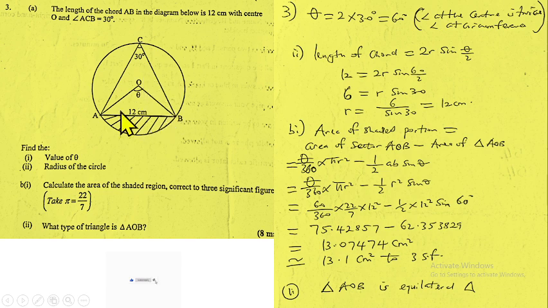Triangle AOB, what type of triangle is it? If I should ask you, the listeners or the viewers, what type of triangle is this? It's an equilateral triangle because all sides are equal. The radius is 12 centimeters. That means AO is 12, OB is also 12, then the chord is also 12. So that means it's an equilateral triangle. So that is the solution for question number 3, and that also fetches us 8 marks.